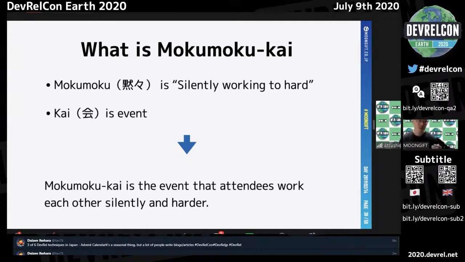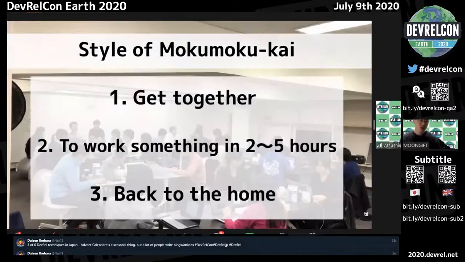Basic way, it's very simple. Just get together, work alone, and go home. If you have any trouble, you can ask other attendees, but basically you are focusing on your work.